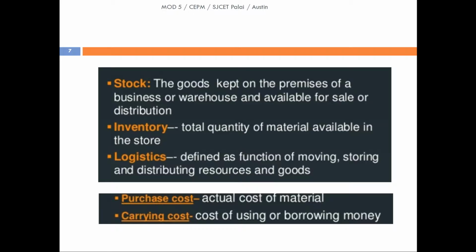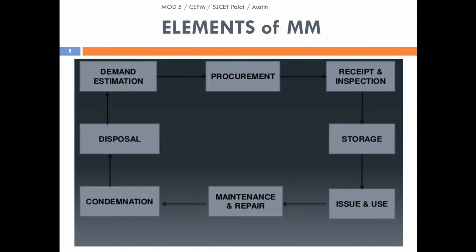Then purchase cost is nothing but the actual cost of the material. Carrying cost is nothing but the cost of using or borrowing money. So these are the major terms related to inventory control or material management. Next, we will deal with what the elements of material management are.